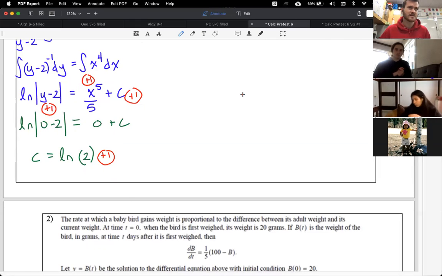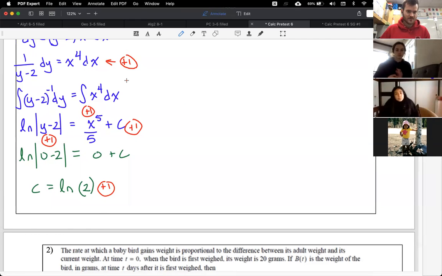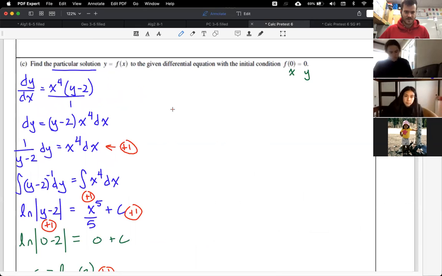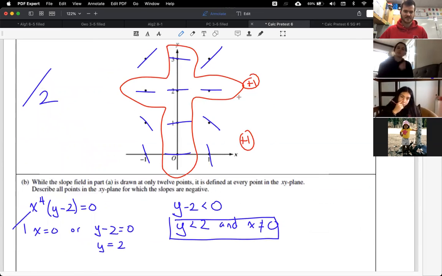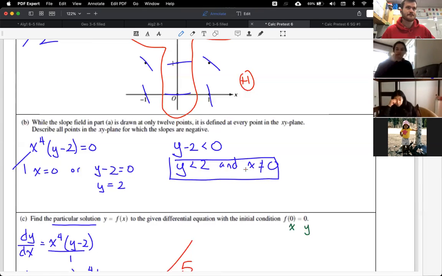Did anyone attempt it? Just curious. No, okay. So that's 1, 2, 3, 4, 5 points. So this is going to be out of 5. Add it up: 5, 6, 7, 8. Yep, so that's out of 8 points. All right, any questions on number 1?